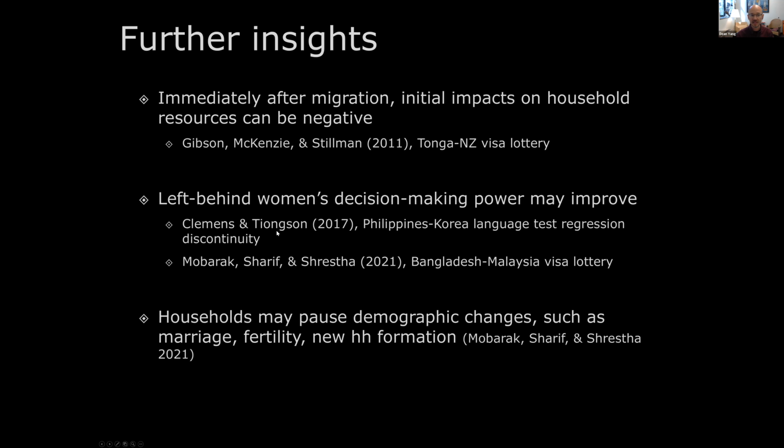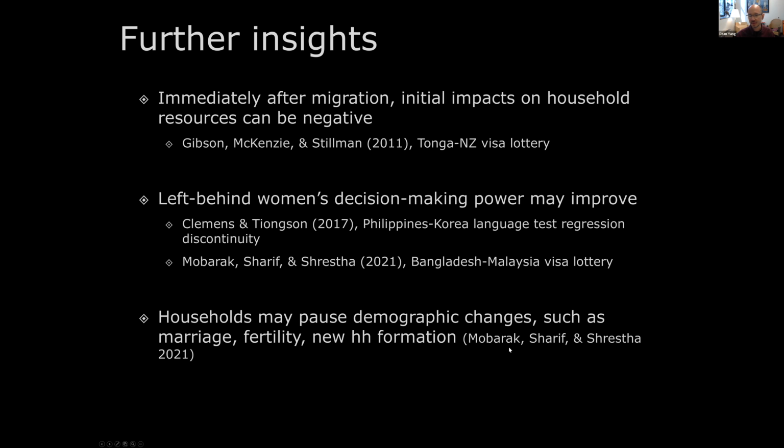This is a nice insight from a paper by Michael Clemens and Erwin Tiongson, looking at the Philippines, using a regression discontinuity design based on passing or not passing a Korean language test that you need to migrate to Korea. Mushfiq Mubarak, Sharif, and Mahesh Shrestha have a nice paper on a visa lottery from Bangladesh to Malaysia, finding a similar conclusion.